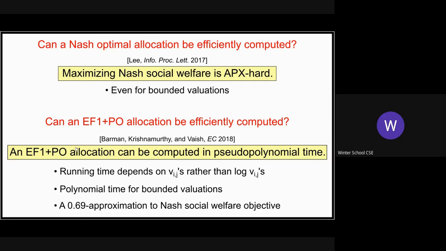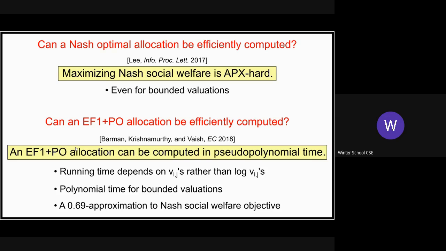Note that the input to our problem was this valuation matrix. It's Vij, the value of agent i for object j. Now, the bit representation of that is that it takes log of Vij many bits to write that value. So any algorithm whose running time is polynomial in log of Vij, that's an honest to goodness polynomial time algorithm. The downside of this algorithm is that it's polynomial in Vij's, not log of Vij's. So that's why it's pseudo polynomial.